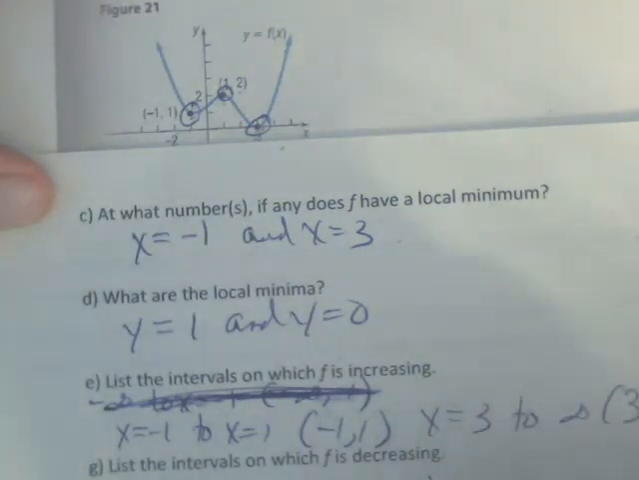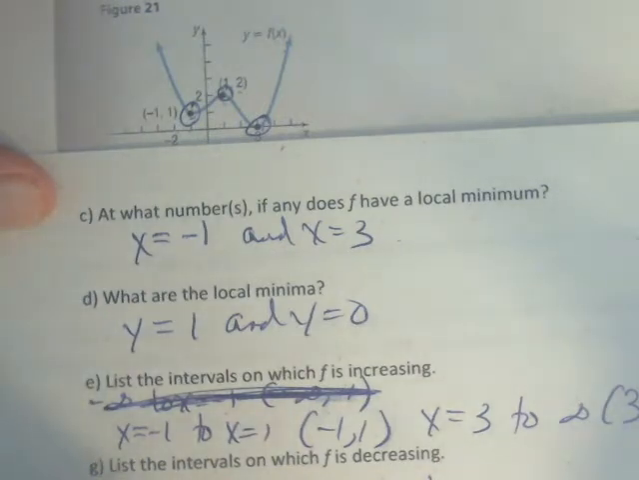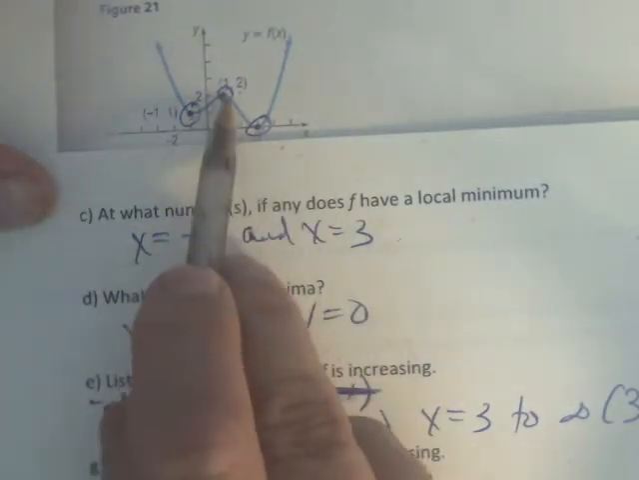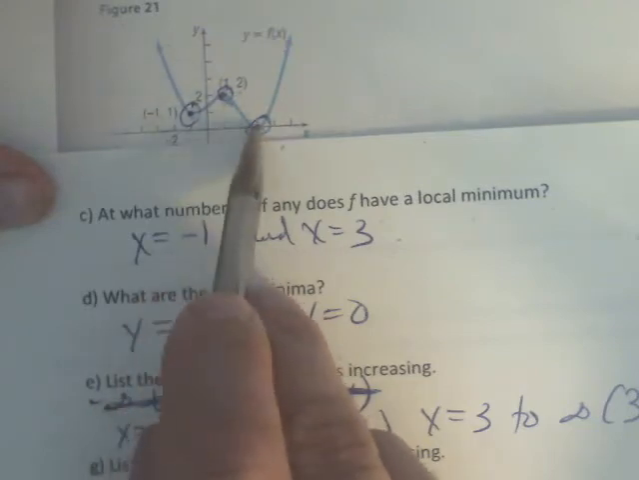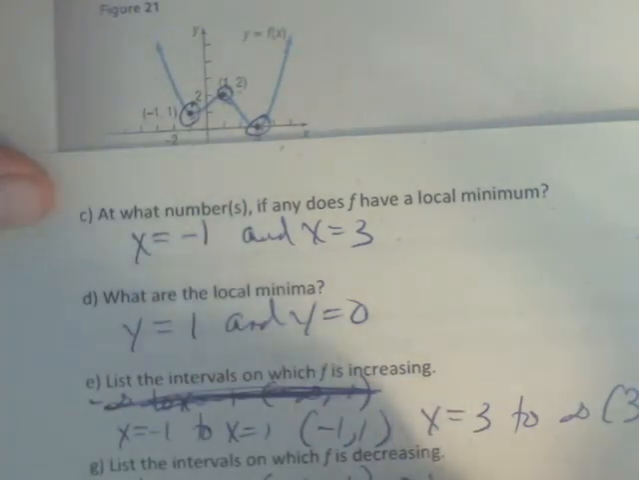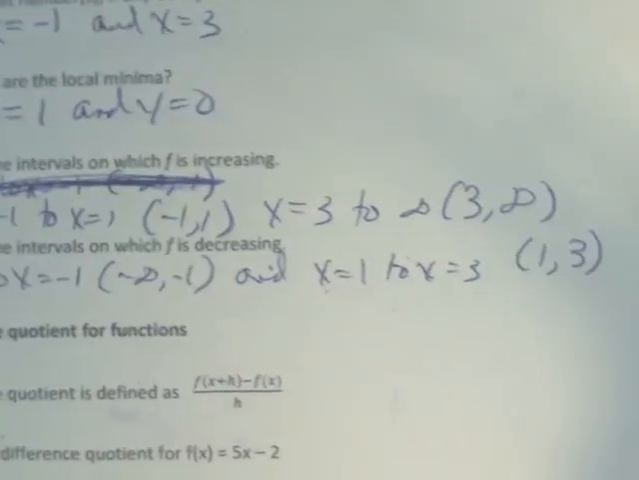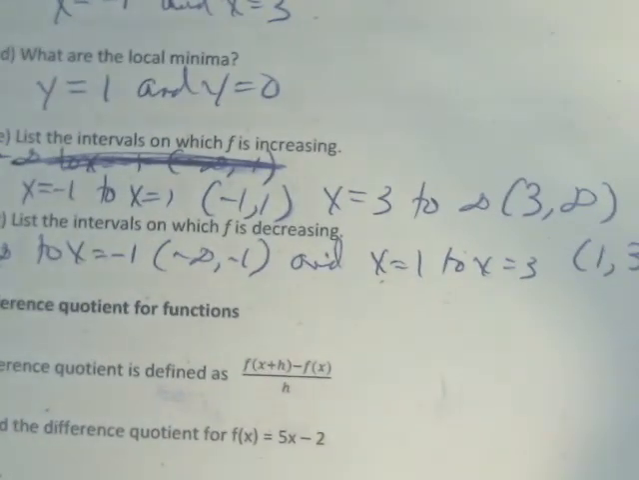Which looks like this. Now the decreasing, what we talked about earlier, negative infinity to x is negative 1. And it's also decreasing from here to here. So x is 1 to x is 3, which as an interval looks like that. So try not to get confused with the difference between intervals and points, because it can be confusing.